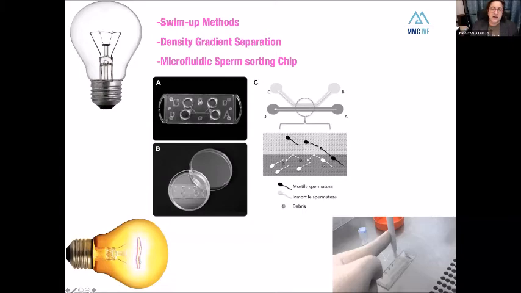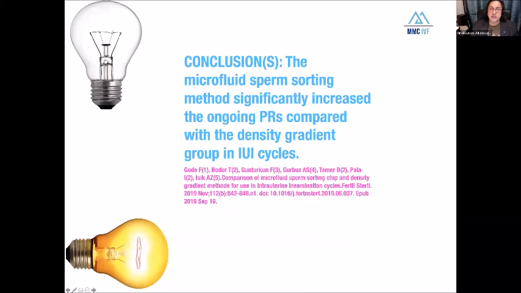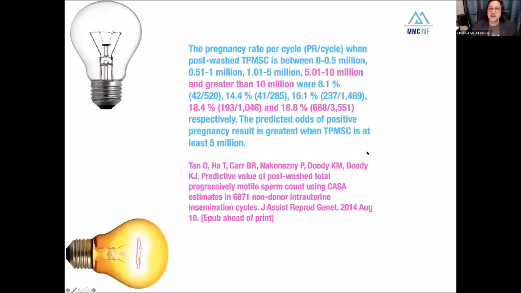And these are non-centrifugation methods. The picture on the lower right is one of the sperm sorting microfluidic chips. There are over 20 companies that make these nanotechnology microfluidic sperm sorting chips now. So today in the 2020s, microfluidic sperm sorting has consistently and significantly increased the ongoing pregnancy rates when compared with the density gradient and the swim-up cycles, which have been in existence since 1978.